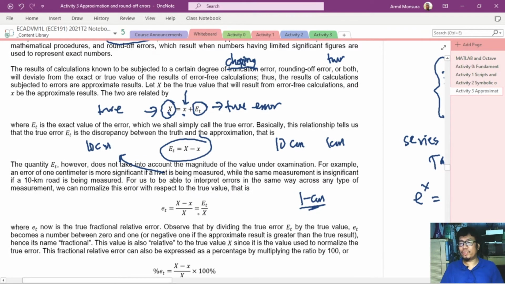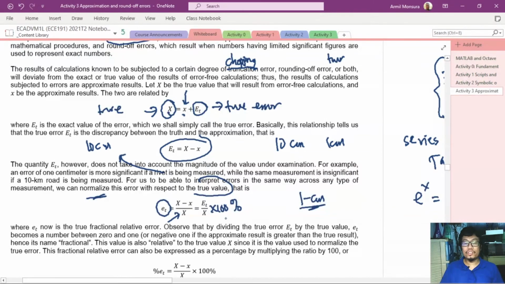So that is why, in order for us to be able to interpret error in any possible way that is conceivable, okay, we will normalize this error in terms of the true value. So that means that we will have to divide the difference between the true and the approximate values with the true value. So this is what we call normalization, and the resulting number is what we call the true fractional relative error, because this is in terms of fraction. Pero pag multiply nyo ito ng 100%, this becomes now percent true error.